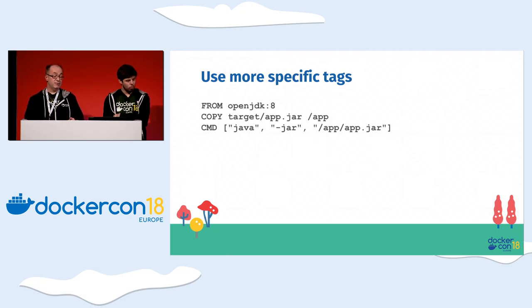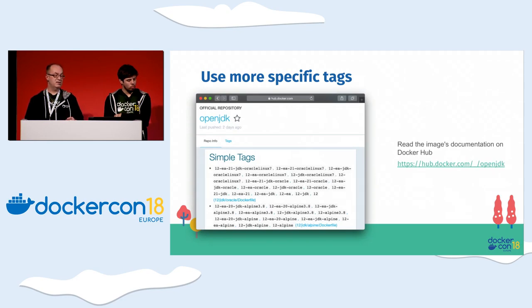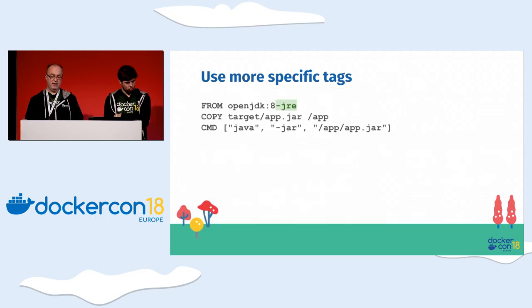Okay, we switched to version 8, but can we do better? Yes. If you have a look at Docker Hub, there's a whole bunch of tags, usually for the official images, and those have a description in the README, and they describe what version you can use and what variants there are. So maybe there's better versions that we can use.